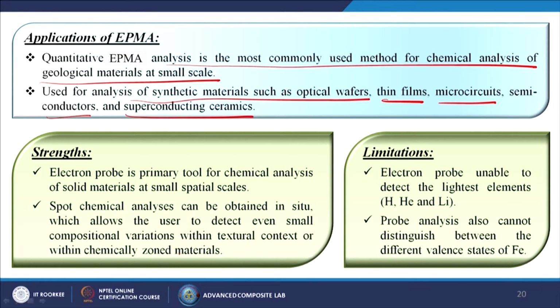What are the limitations? The electron probe is unable to detect the lightest elements like hydrogen, helium or maybe lithium. Probe analysis also cannot distinguish between the different valence states of iron.